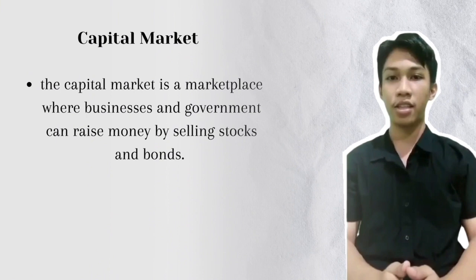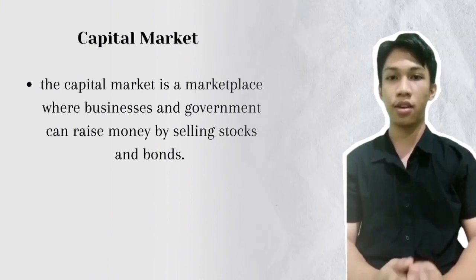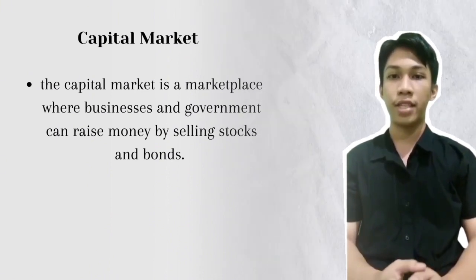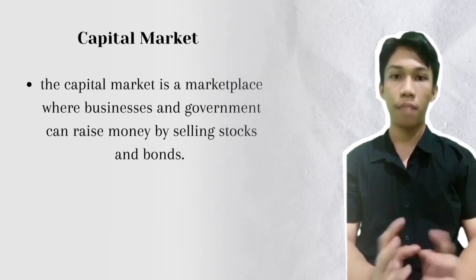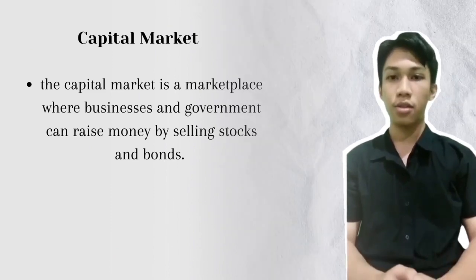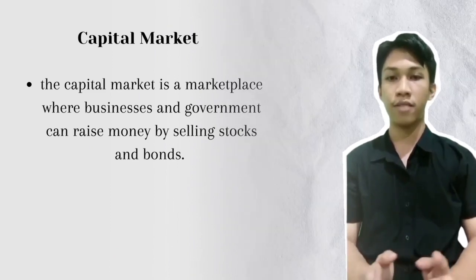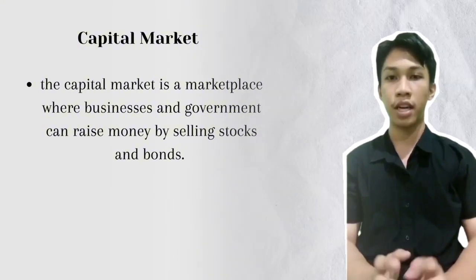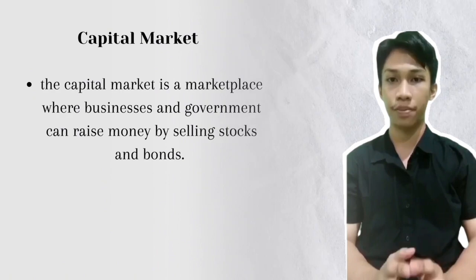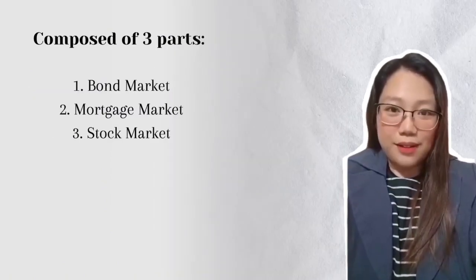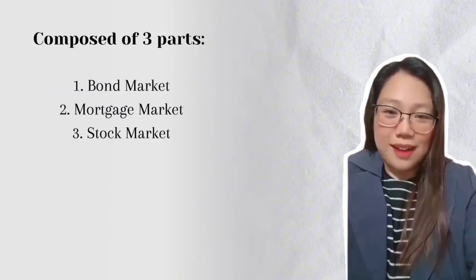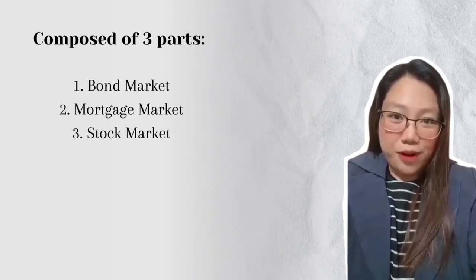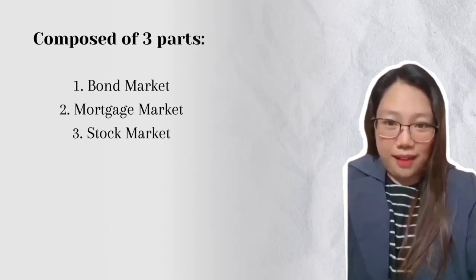Capital market, it is a marketplace where business or government can raise their money by selling stock or bonds. Institutions or individuals such as investors buy these securities in exchange for a share of the company's ownership. The capital market is composed of three parts: the bond market, the mortgage market, and the stock market.